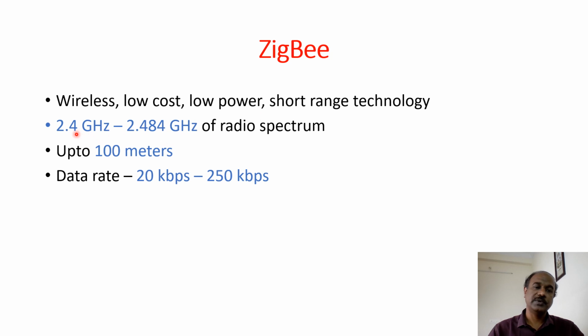This ZigBee uses the frequency band of 2.4 GHz to 2.484 GHz of the radio spectrum, and the range supported in case of ZigBee is up to a maximum of 100 meters. The maximum distance between any two devices communicating using ZigBee can be up to 100 meters, and the data rate is very low compared to Wi-Fi and Bluetooth. Here the data rate of the ZigBee network varies from 20 kilobits per second to 250 kilobits per second. So the data rate of the ZigBee network is quite low compared to Wi-Fi and Bluetooth.